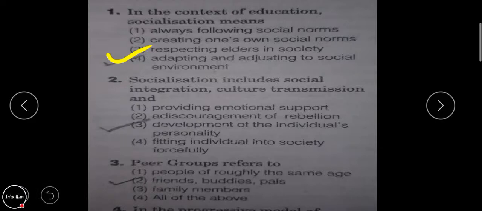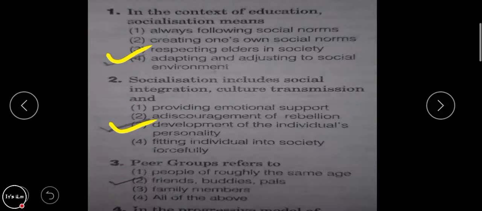Now let's move on to our next question. Second one: socialization includes social integration, cultural transmission, and our options are: providing emotional support; second, a disagreement or rebellion; third, a development of the individual's personality; fourth, fitting an individual into society forcefully. Our answer is the third one, development of an individual's personality. Here we see that in socialization, the individual's personality is transmitted into the development of an individual's personality.